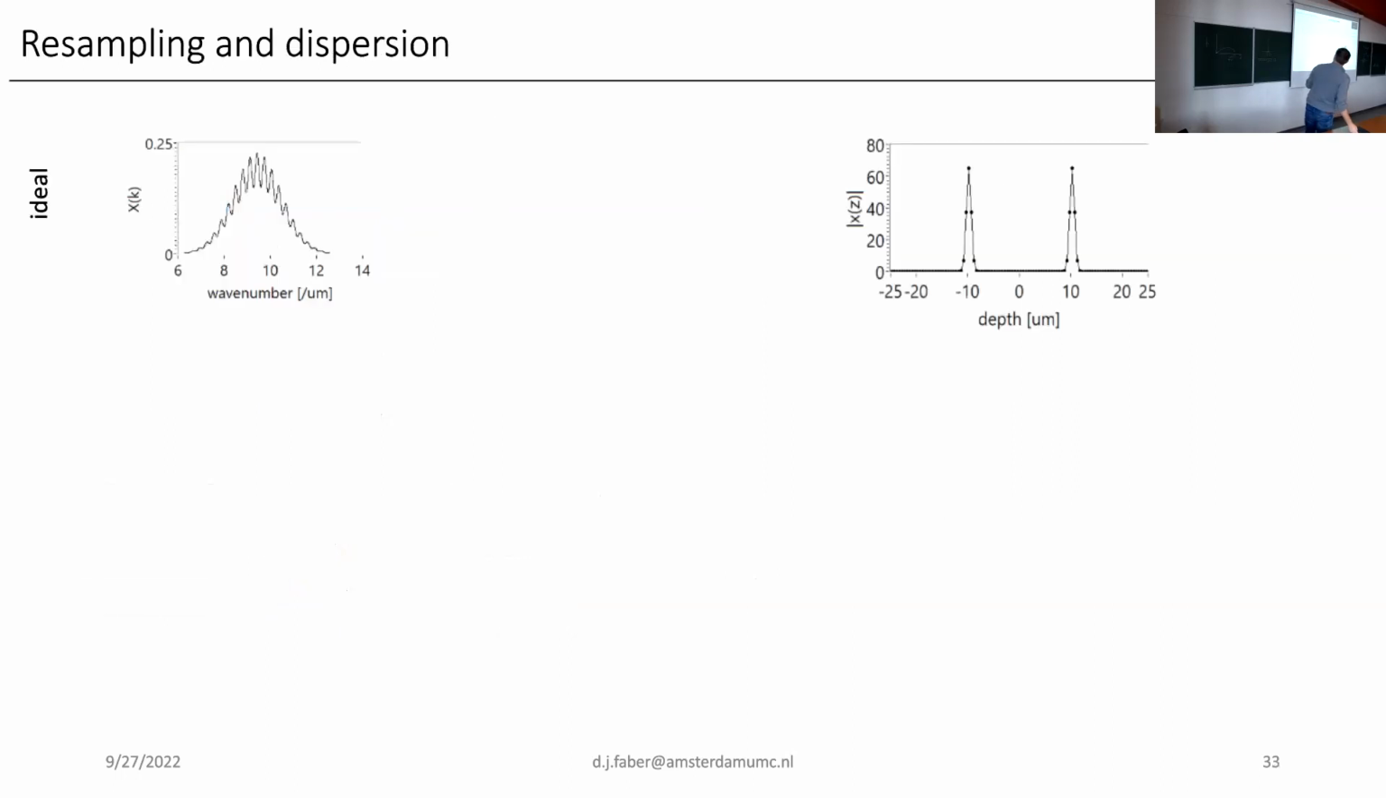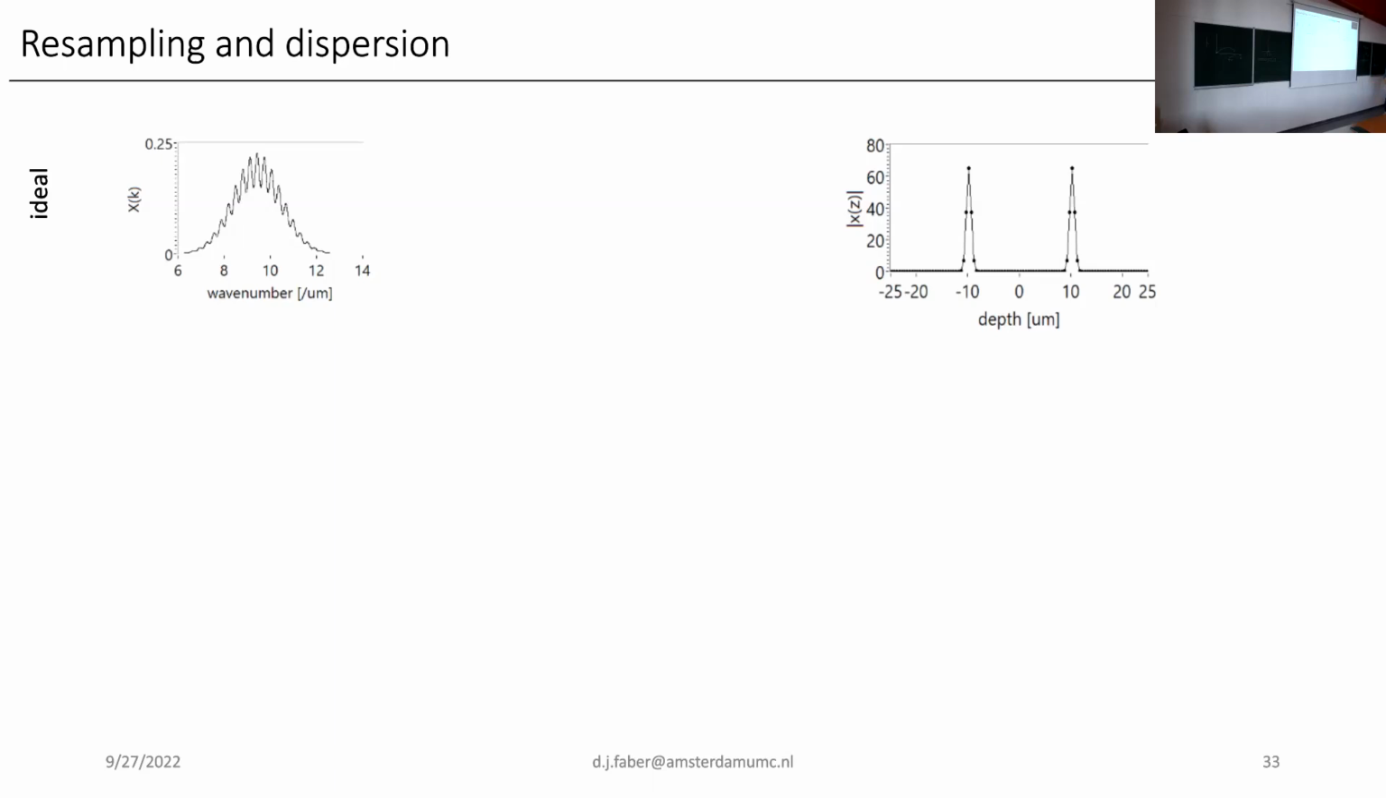I have a graph for that. So the ideal situation would be we have a spectrum here as a function of wave number. This is a nice modulation on it. I click Fourier transform, and this is the result of my Fourier transform. One more thing to notice here, this is the depth axis, and you can see that the depth axis runs from -25 to 25 micrometers. And also you see that there are two peaks here, mirror locations with respect to depth 0.